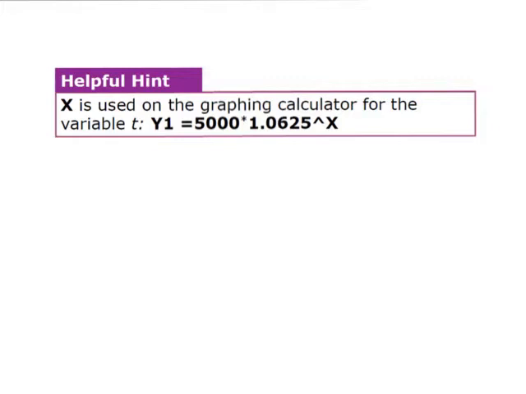Which means, because that 1.0625 is greater than 1, what is it going to be? Increasing or decreasing? If you said increasing, I agree with you. And then put the caret and then the x. Now, what if your formula says t? For example, the formula that we just used said t. How do I do that? Well, if it says t, we can't put t into the graphing calculator. So instead of t, we just plug in an x.